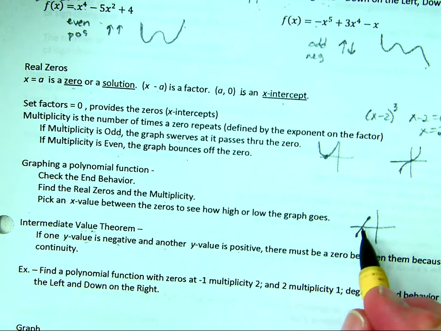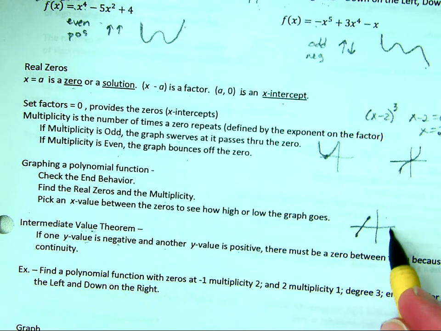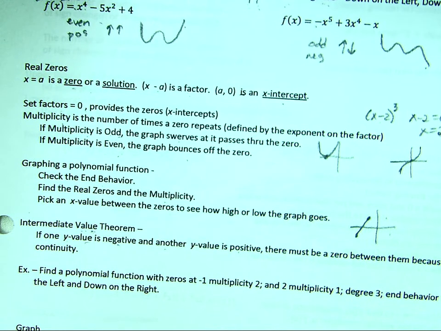So there has to be a 0 right there. That's the intermediate value theorem. It has different applications, but that's probably the most basic one. If one value is positive and another value is negative, there has to be a 0 in between them, because if it's continuous, it has to cross the x-axis.